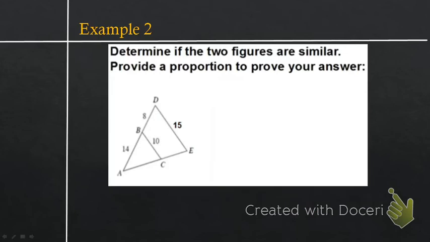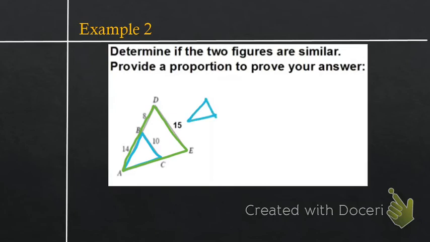All right, example 2. We're going to determine if the two figures are similar and provide a proportion to prove our answer. Here, this is one of the main ones that you'll see, where they'll have a triangle within a triangle. If you have to separate your triangles, do that. So here's my first triangle. My second triangle is this bigger one here on the outside. If you can see it as it is, leave it as it is. But if you can't, you can redraw it to where you see two triangles.